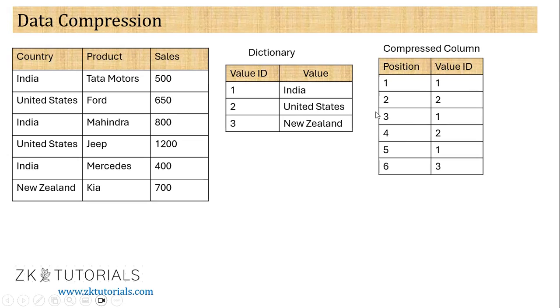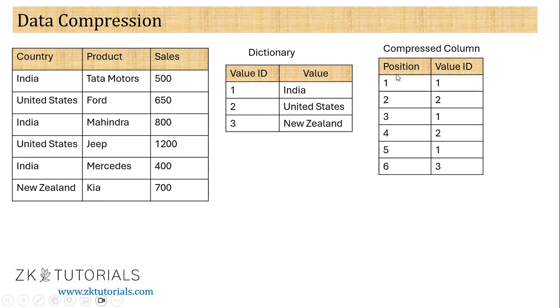The positions here are 1, 2, 3, 4, 5, 6. At position 1, what is there? It's India. So we have put the value ID as 1. At position 2, it's United States, so we have put the value ID as 2. At position 3, it's India, so we have put the value ID as 1. At the fourth position, it's again United States, so we have put 2. At position 5, it's India, so we put the value ID 1. At the last, it's New Zealand, so we put the new value ID as 3. So this is the compressed column.